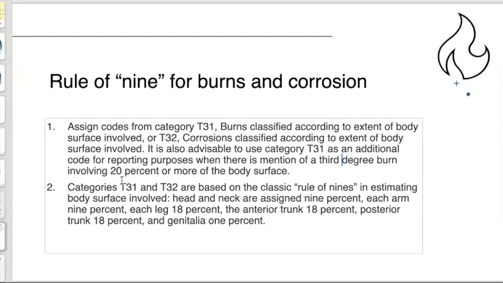Okay. And it continues here, categories T31 and T32 are based on the classic rule of 9s. In estimating body surface involved, head and neck are assigned 9%, each arm 9%, each leg 18%, the anterior trunk 18%, posterior trunk 18%, and genitalia 1%. So that's basically what rule of 9 is, guys.